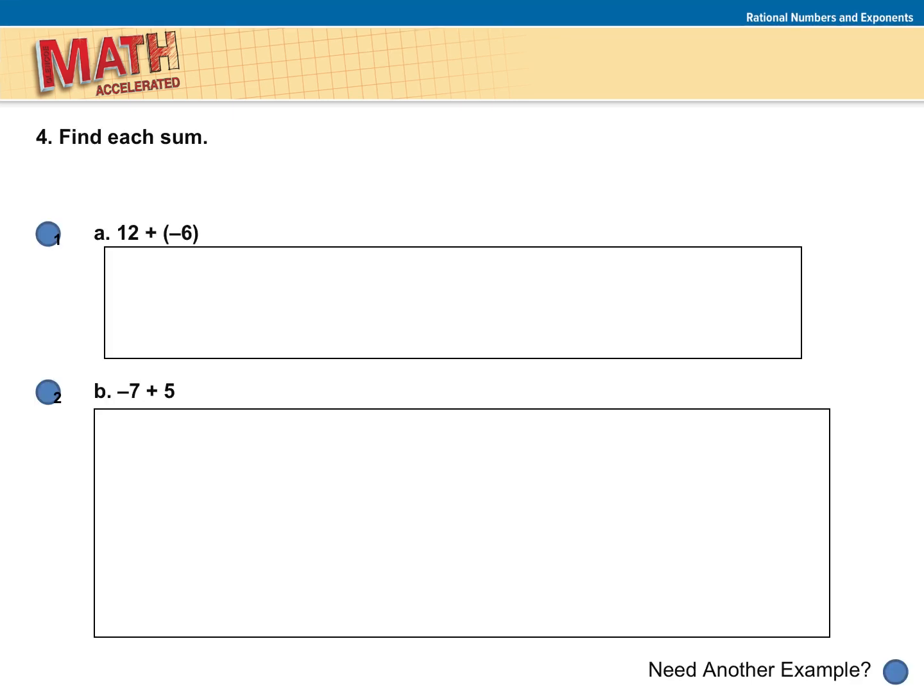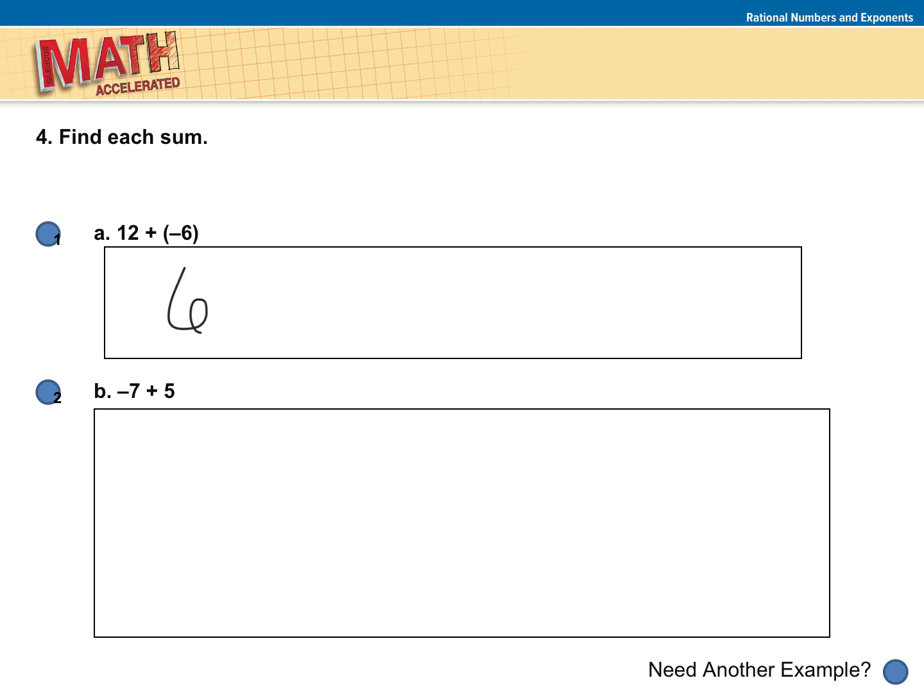Okay, try these two on your own. So, A, we have 12 plus a negative 6. Robert, what'd you get? 6. Does everyone agree that it's positive 6? Our bigger number is positive, so our answer is positive.